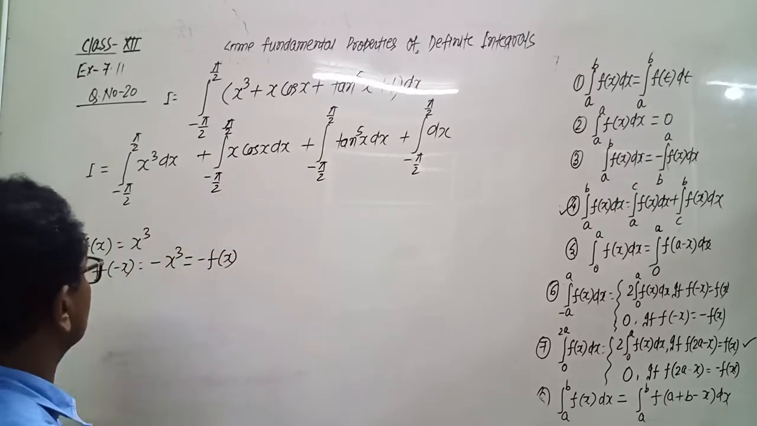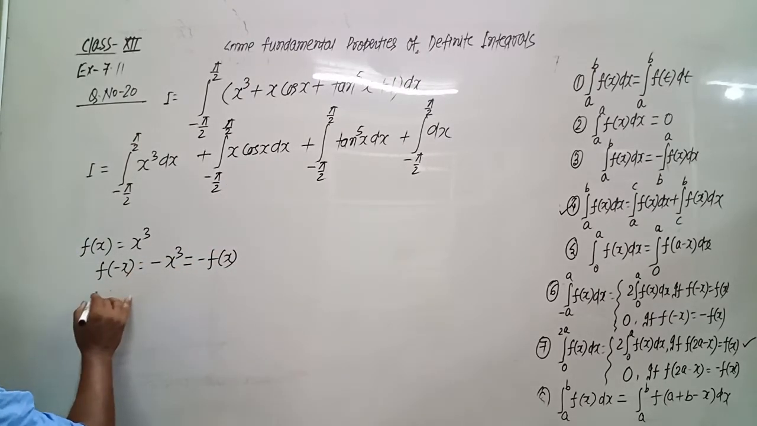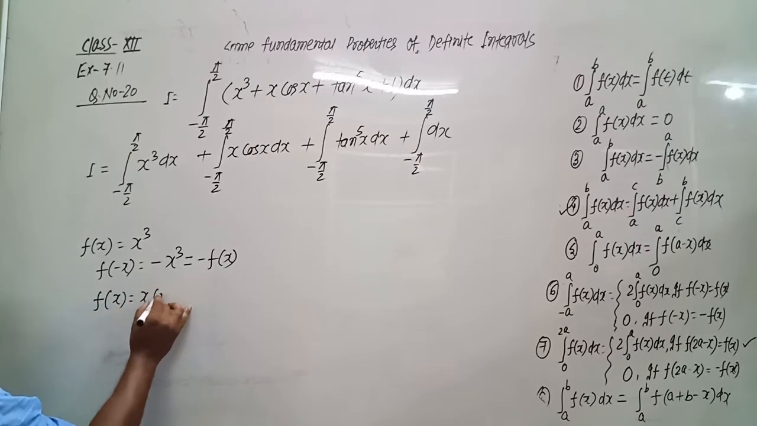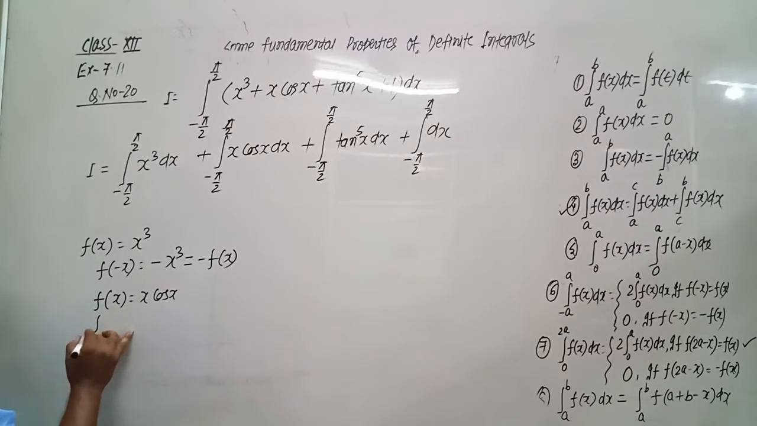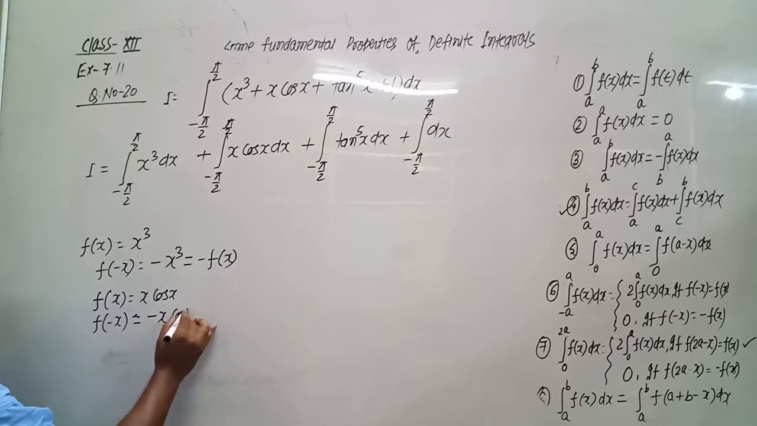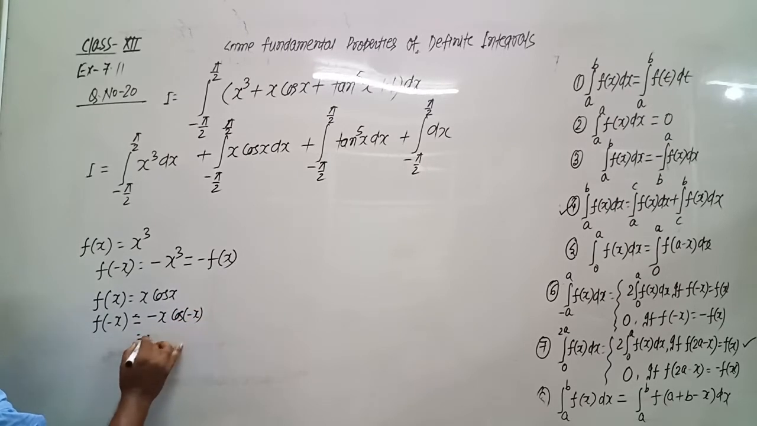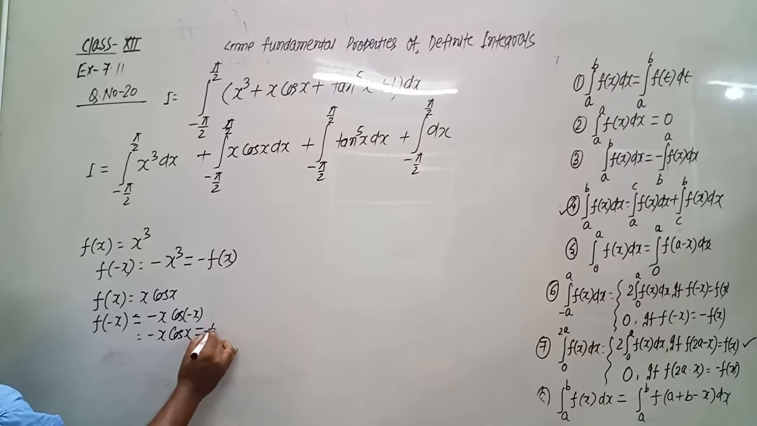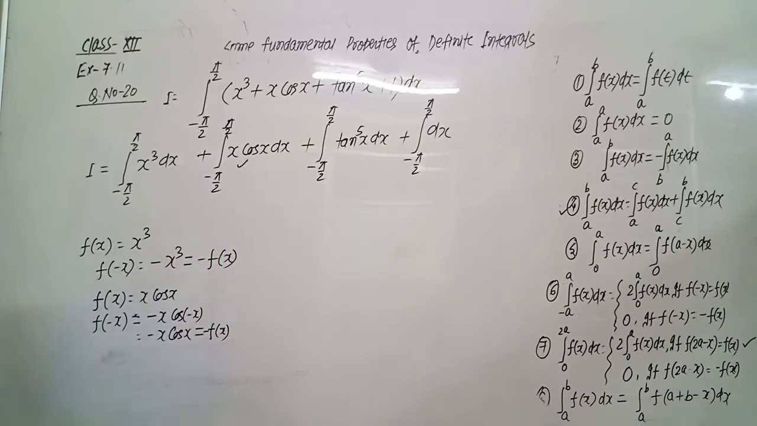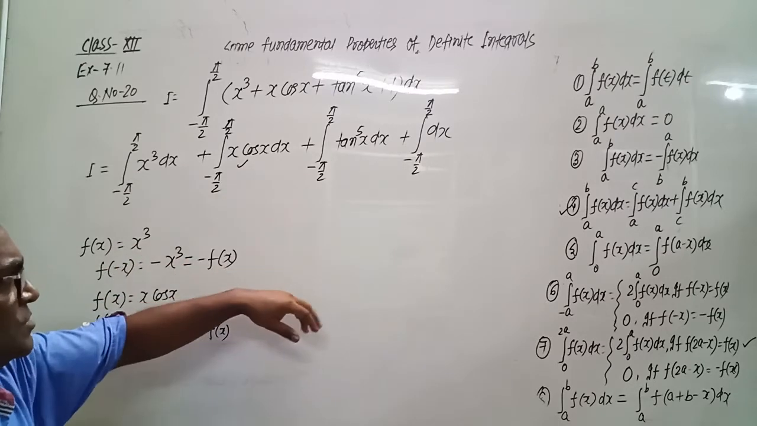Now for the next function, f of x equals x cos x. So f of minus x equals minus x and cos of minus x. Cos of minus x becomes cos x. So this is minus f of x, so this is also an odd function. So its integral will also be 0.